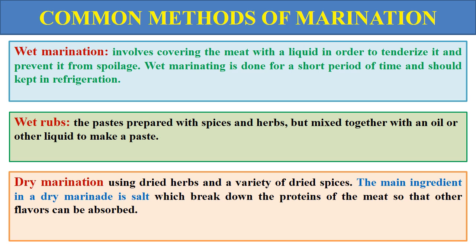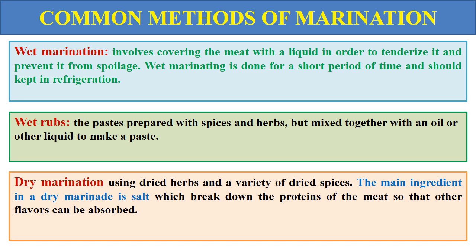Now we will discuss common methods of marination. There are three ways: wet marination, wet rubbing and dry marination. So wet marination means keeping the meat in a liquid, that is, by immersing, and it is mainly to tenderize and prevent spoilage. So wet marinating is done for a short period of time and it should be kept in the refrigerator.